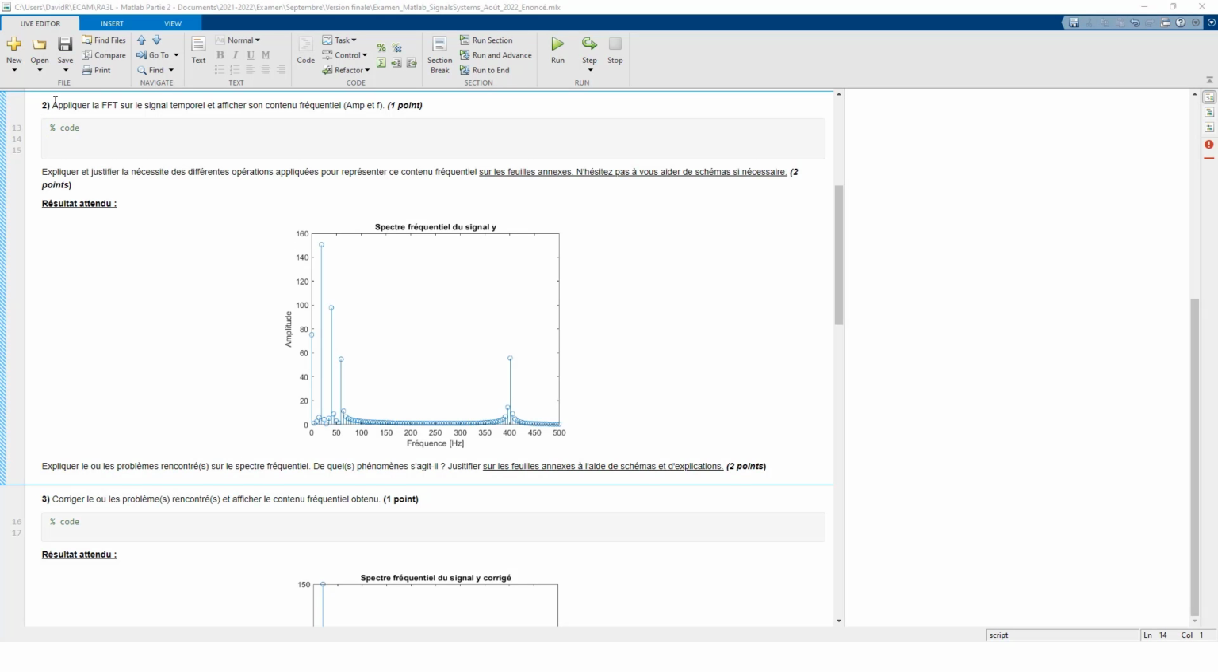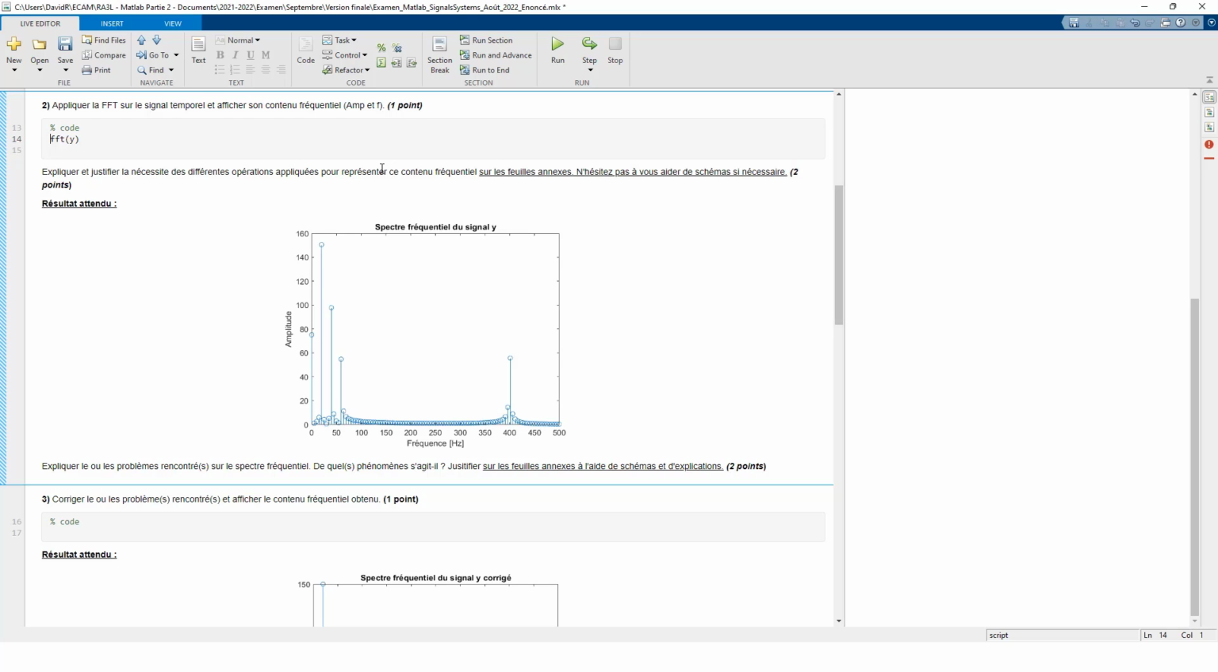La deuxième chose qui nous est demandée, c'est d'appliquer la FFT sur le signal temporel et d'afficher le contenu fréquentiel qu'on va obtenir, et plus particulièrement l'amplitude du spectre fréquentiel en fonction de la fréquence des différentes composantes. Donc pour pouvoir appliquer la FFT, vous savez que dans Matlab, il y a une instruction fft qu'on vient appliquer sur notre vecteur de données y simplement.